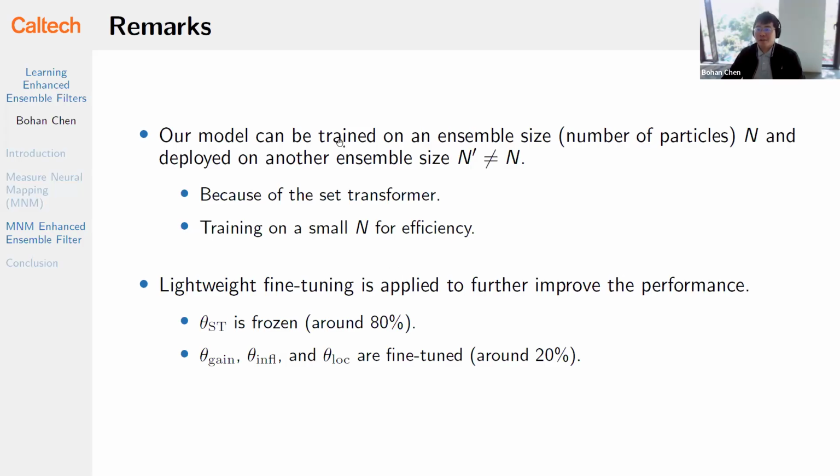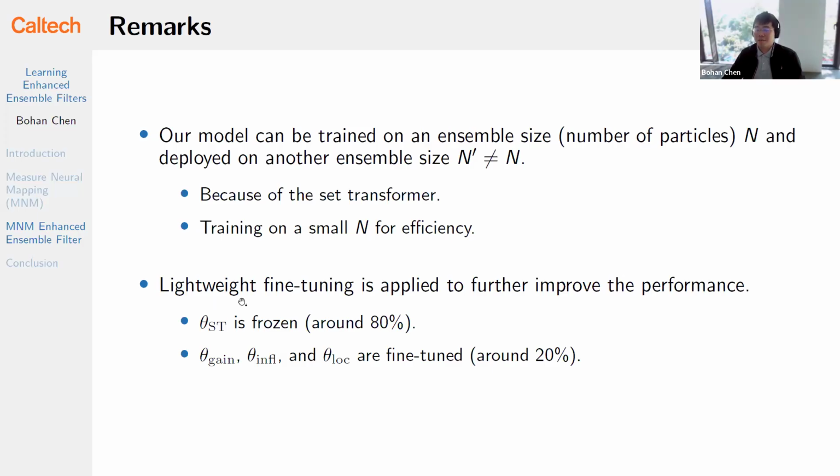There are two remarks. Firstly, our model can be trained from one ensemble size to another because of the set transformer. So for efficiency, we can start by training from a very small ensemble size, for example, 10, and deploy to a larger ensemble size for better inference accuracy. And also, lightweight fine-tuning is applied to further improve the performance.